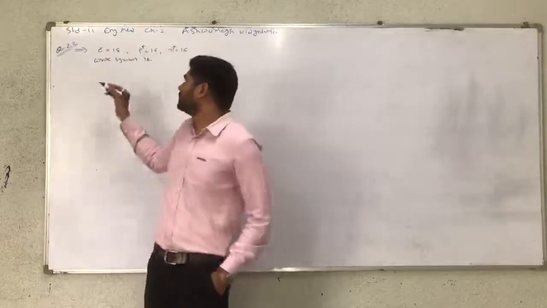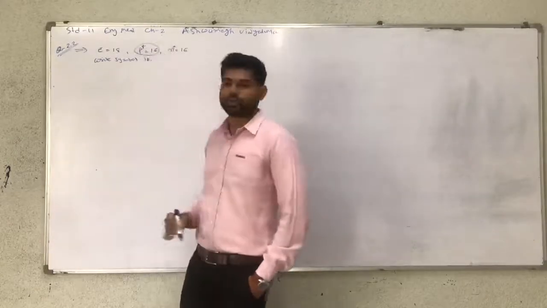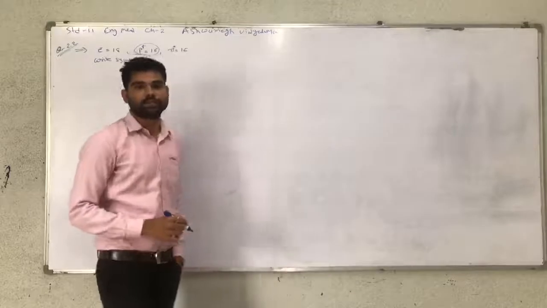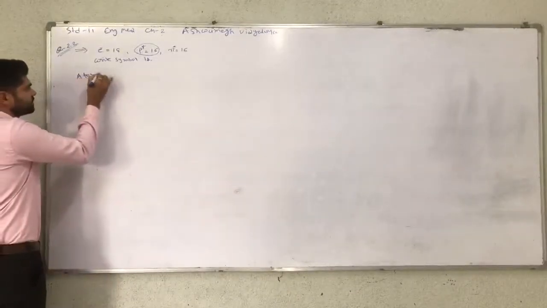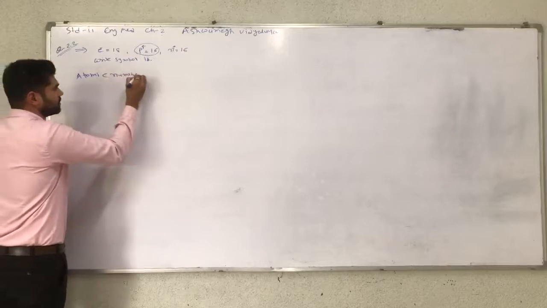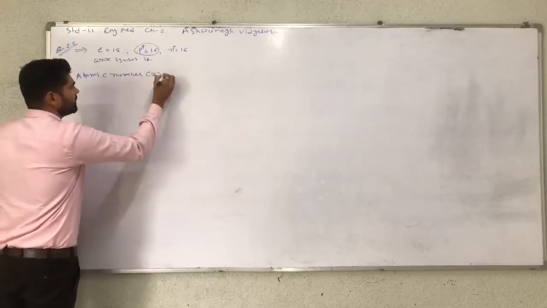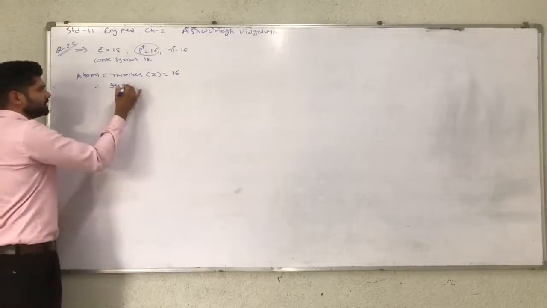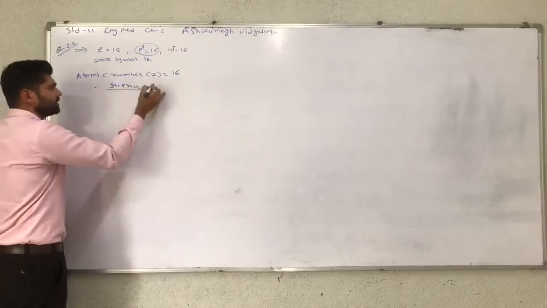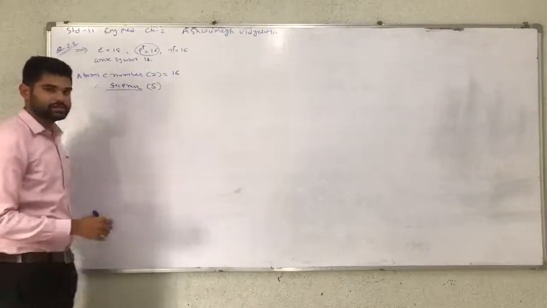So first we see that the number of protons is equal to 16. Therefore the atomic number of this element is equal to 16. So atomic number Z is equal to 16. Therefore, atomic number 16 means sulfur, and the symbol is S.